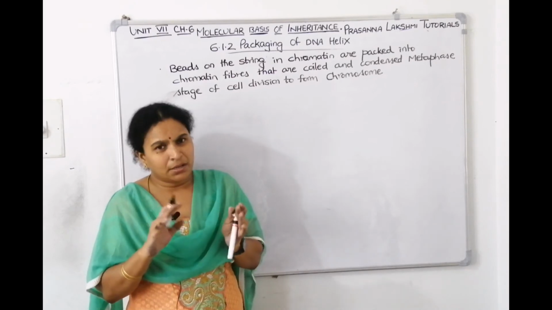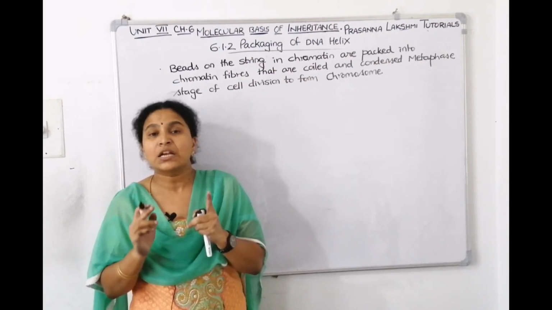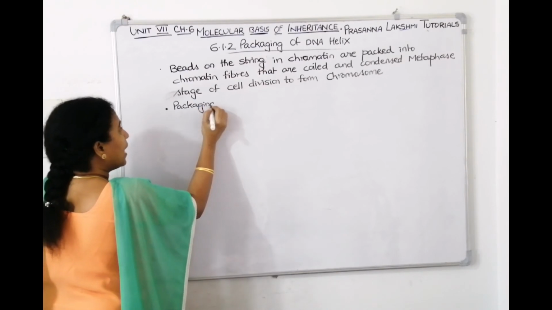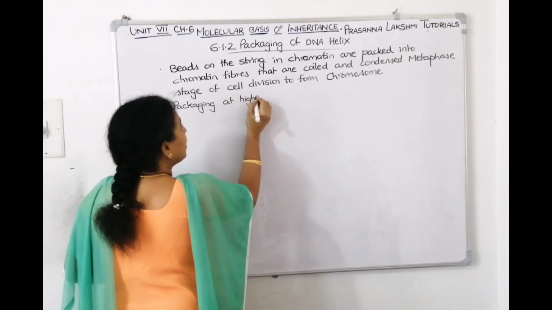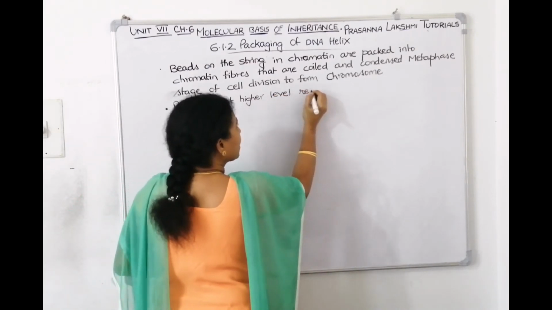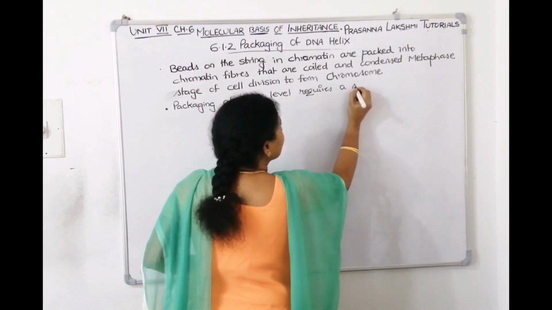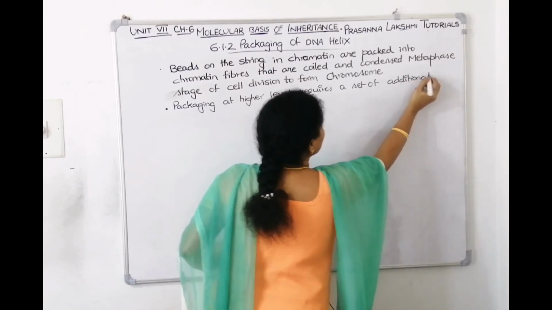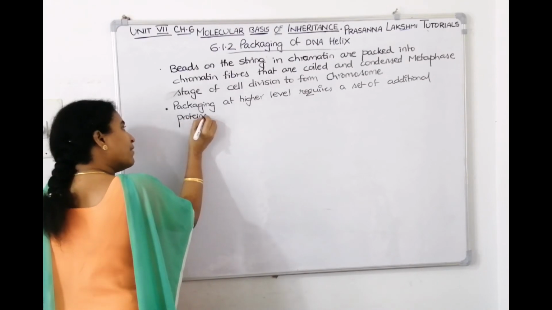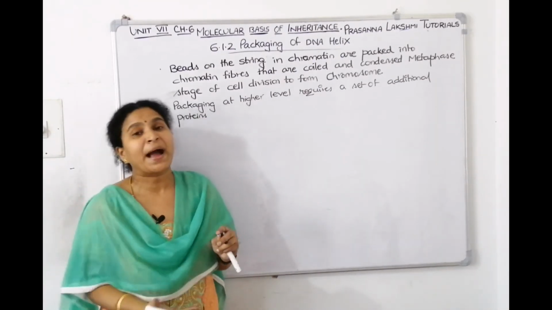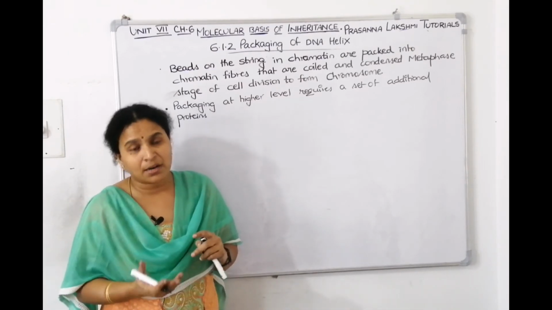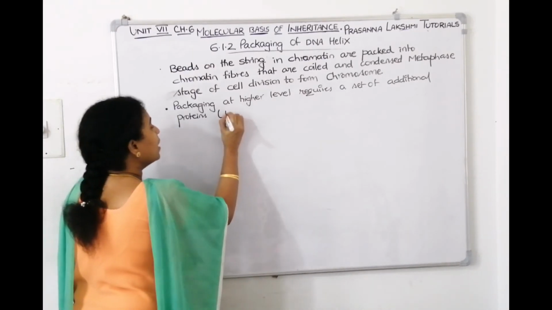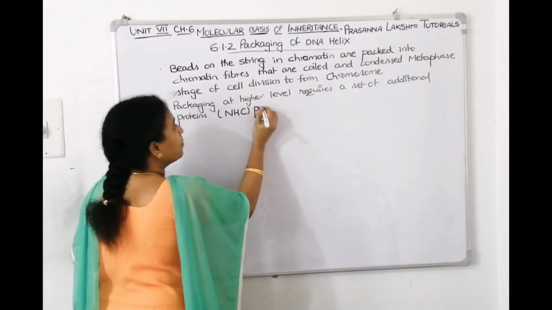Packaging at higher levels requires an additional set of proteins. You know what the additional proteins are called? At the nucleosome level, the proteins are histone proteins. But at higher levels of packing, like solenoid and super helical model, packaging requires a set of additional proteins which are called NHC, non-histone chromosomal proteins.